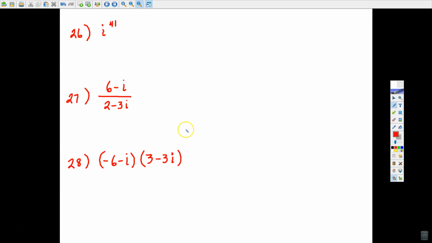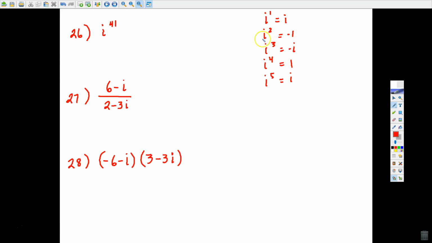Okay, 26. I want you to be able to simplify i to any power. Once again, I know I've said this before, but if you remember the first 4 powers, then you can basically get any of the others, because after this they just start repeating. Notice that i to the 1st is the same thing as i to the 5th, which is the same thing as i to the 9th, which is the same thing as i to the 13th.